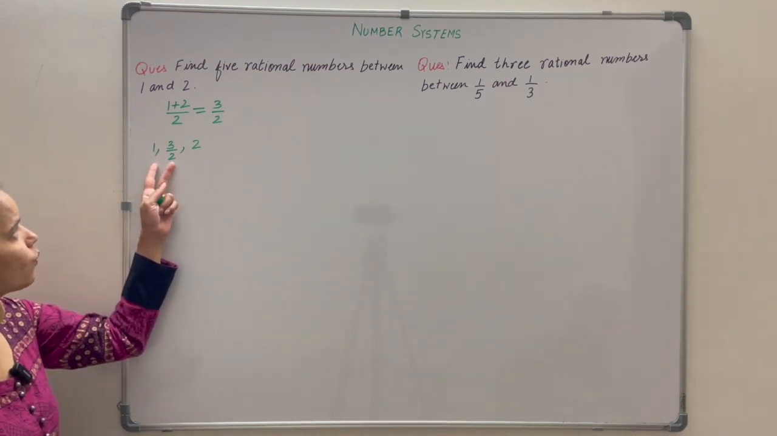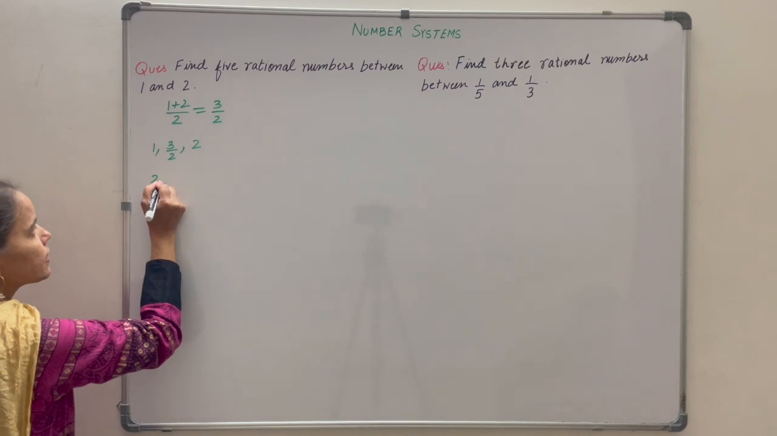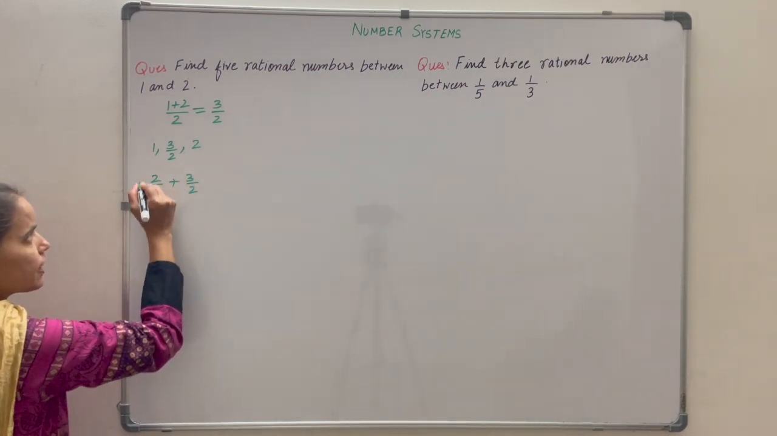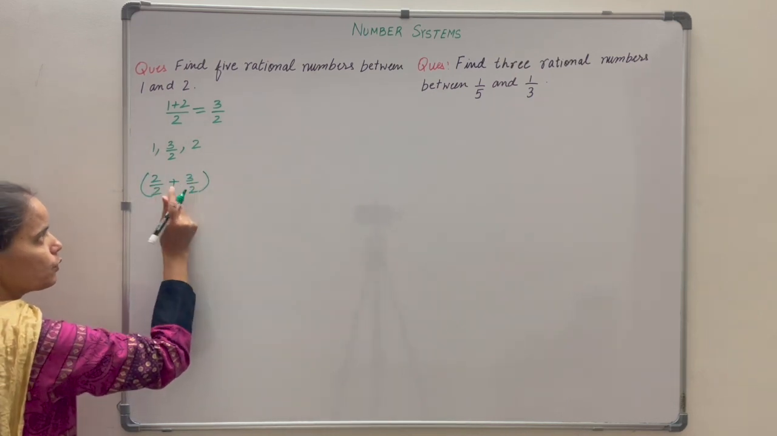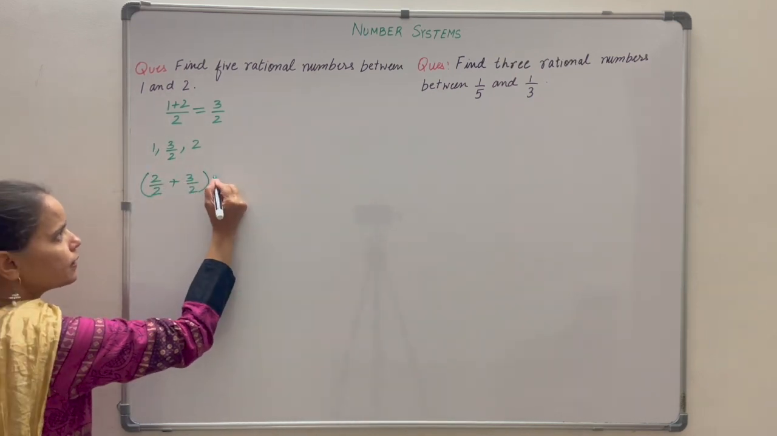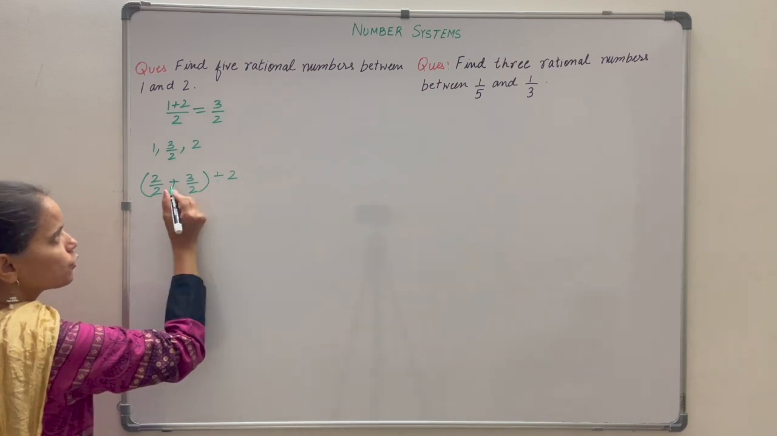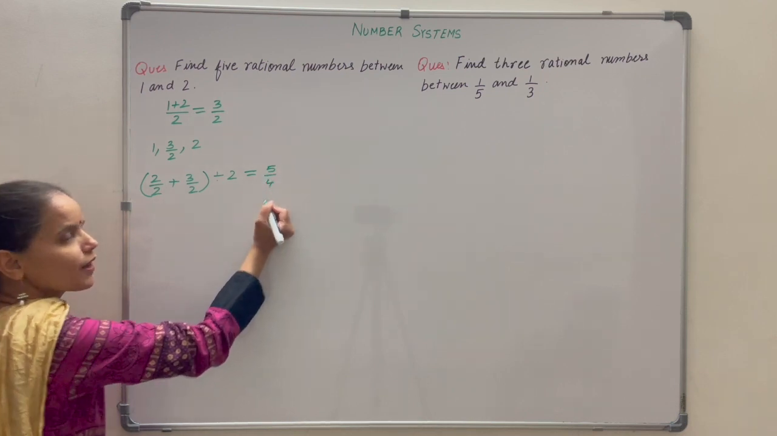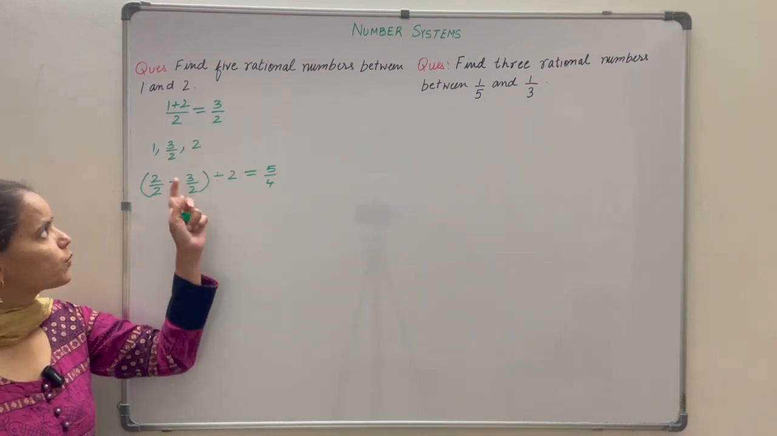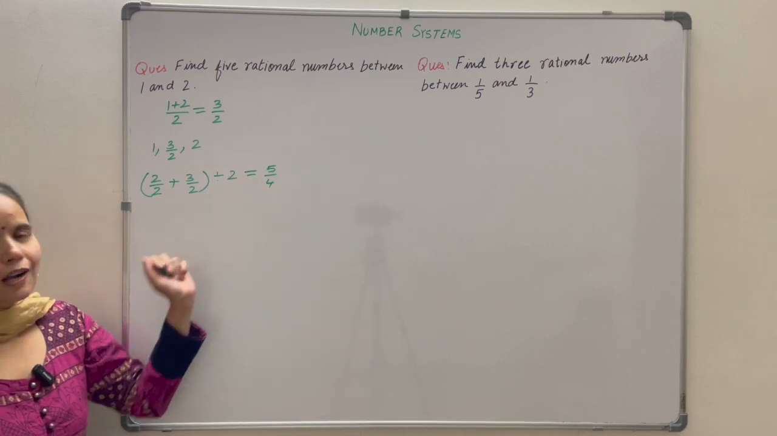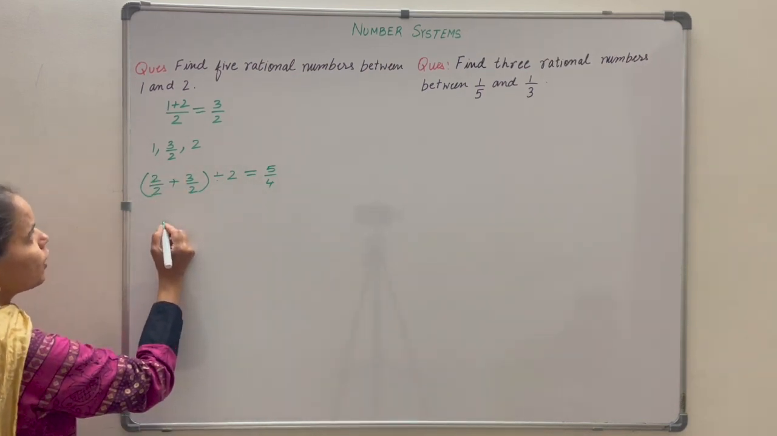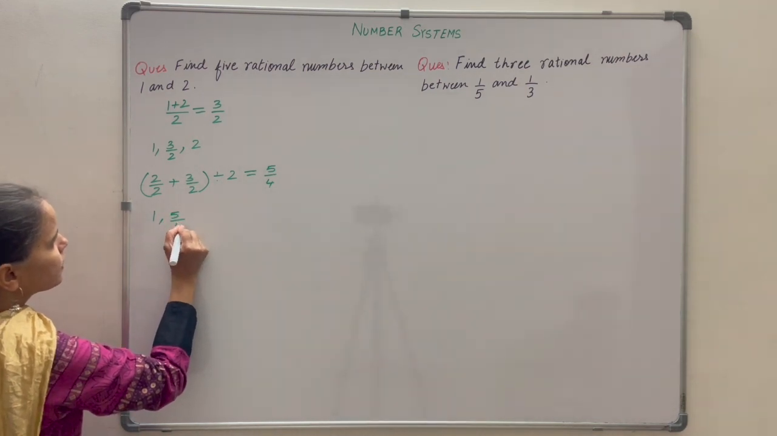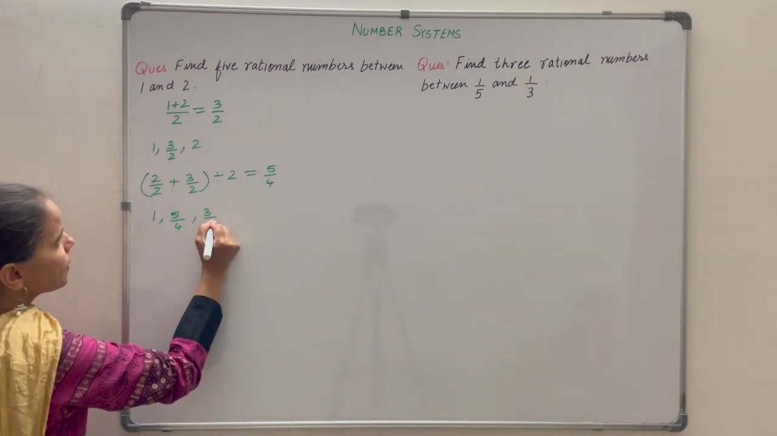Now let us take 1 and 3 by 2. So 1 I can write as 2 by 2, plus 3 by 2. I am going to find the number which lies exactly between 1 and 3 by 2. So I'll add these two numbers and then divide by 2. Here 5 by 2 divided by 2 gives you 5 by 4. So as of now you have two numbers between 1 and 2: one is 3 by 2 and the other is 5 by 4. So you have 1, 5 by 4, 3 by 2 and 2.